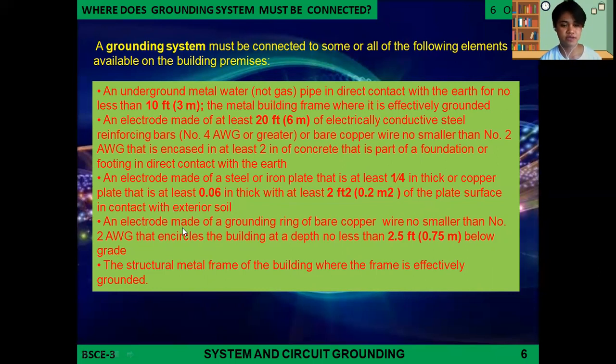Next is an electrode made of a grounding ring of bare copper wire no smaller than number 2 that encircles the building at a depth no less than 2.5 feet or 0.75 meter below grade. The structural metal frame of a building where the frame is effectively grounded.